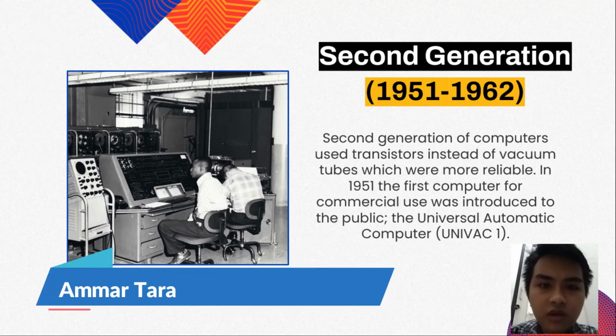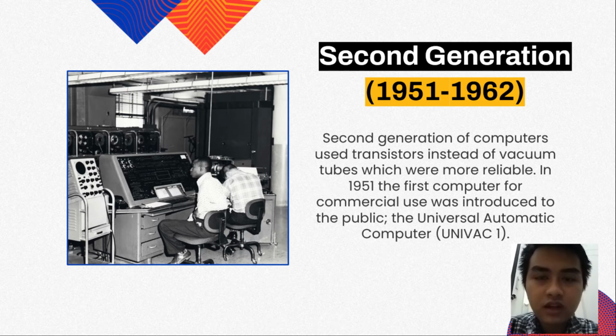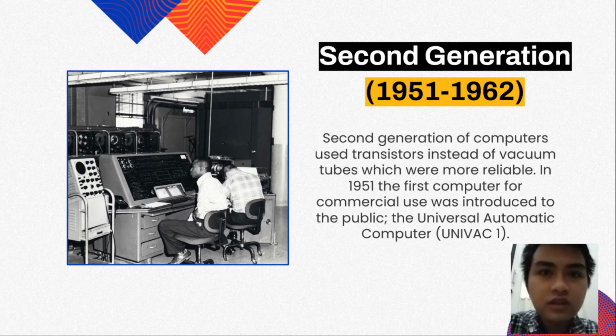Hello everyone, my name is Ammar Taradifa. I will explain about the second generation of computers, 1951 to 1962. The second generation of computers used transistors instead of vacuum tubes, which were more reliable.